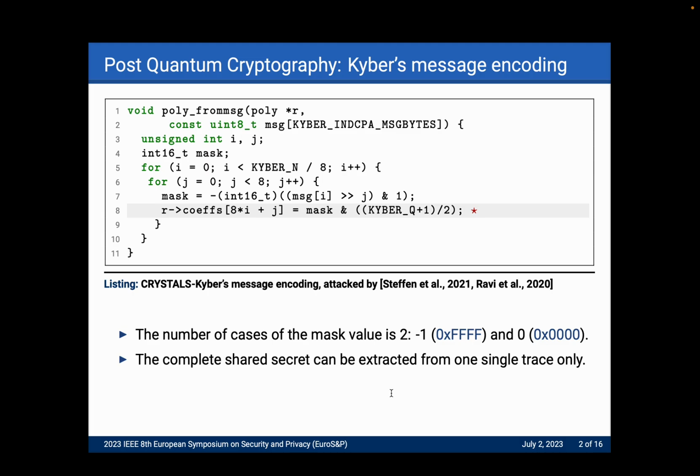First, let me motivate you with our tool by introducing a vulnerability that our tool is able to detect. Crystals-Kyber is NIST's recommended algorithm for post-quantum cryptography. There is a single-trace power side channel vulnerability that is shown in Kyber's message encoding at line 8. The mask value is carried to coefficients, each of which can be either all 0 or all 1, represented in hexadecimal notation as 0000 or FFFF. In fact, the complete shared secret has been demonstrated to be extracted from a single trace by different authors.